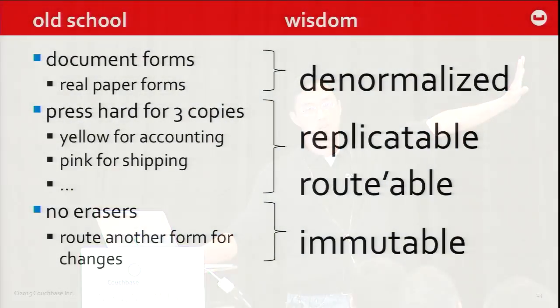So there's some received wisdom with this way of doing things. When you have these documents, by definition, they're denormalized. You've got copies of this stuff all over. And they're replicatable, and they're routable, and they're also immutable, which is an interesting thing.